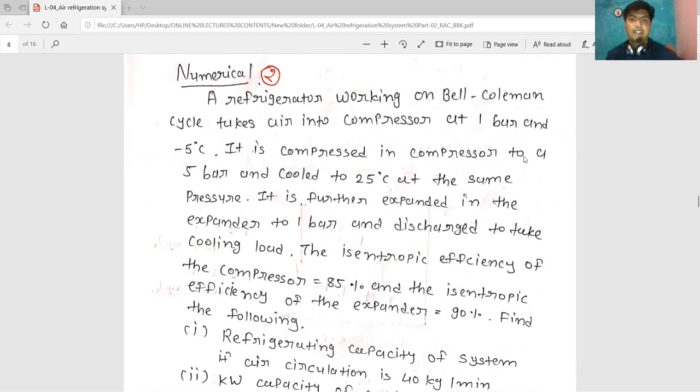It is compressed in the compressor to 5 bar, so the outlet pressure of the compressor is 5 bar. It is then cooled to 25 degrees centigrade at the same pressure. Pressure is constant in the 2 to 3 process, and temperature T3 is given as 25 degrees centigrade. It is further expanded in the expander or turbine to 1 bar and discharged to take the cooling load.